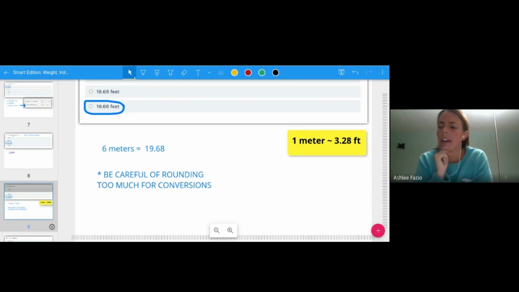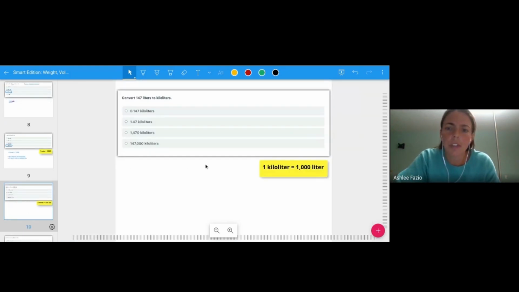All right, so I've got a couple more for us. This next question, there are a few different ways to solve. So I'm going to show you the quick way, and then I'm going to just show you a little trick that may come in handy when you're doing conversions of this sort.